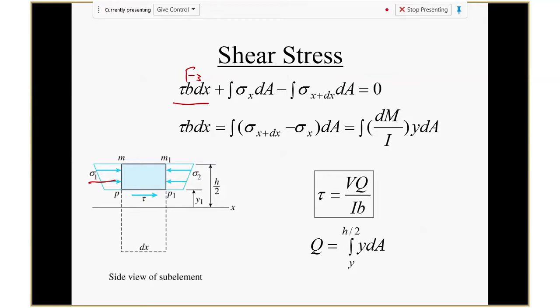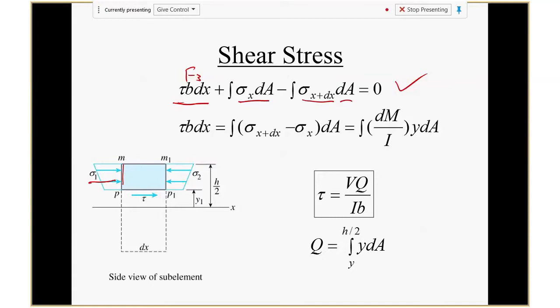It's supposed to be sigma 1 integrated over this area, right? So that's what you have here: sigma x integrated over the area A. Now what's on the right? It should be sigma 2 over the area. Therefore, that's sigma Fx equals 0. Next is just derivation.